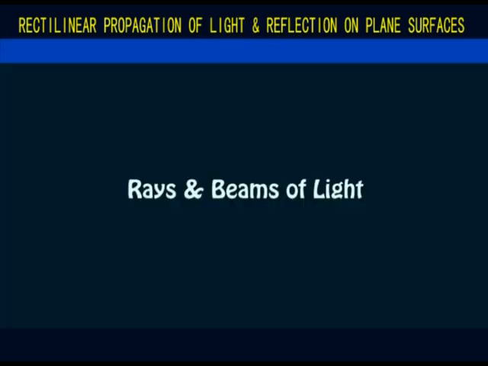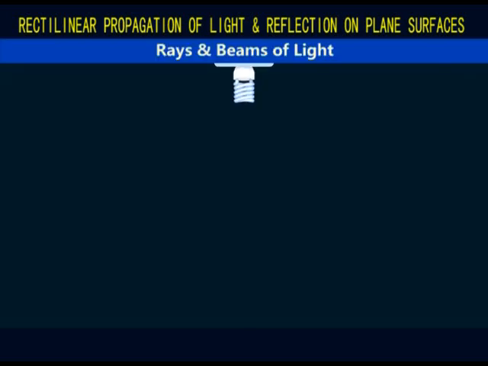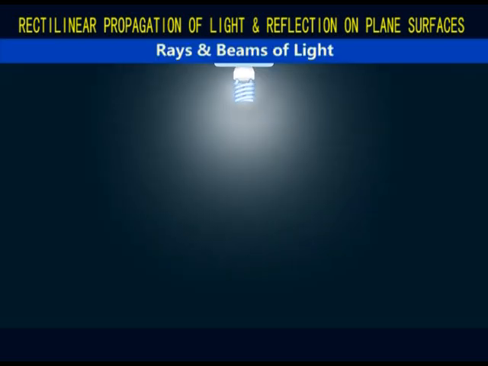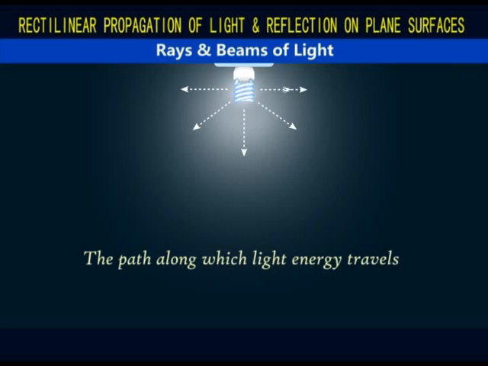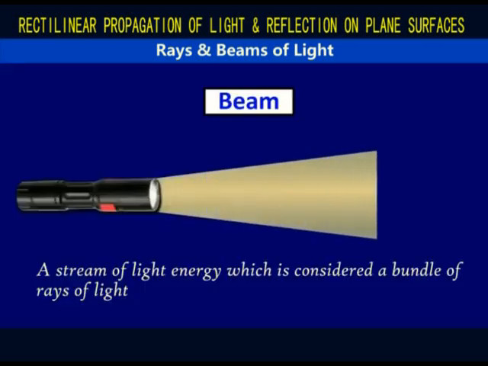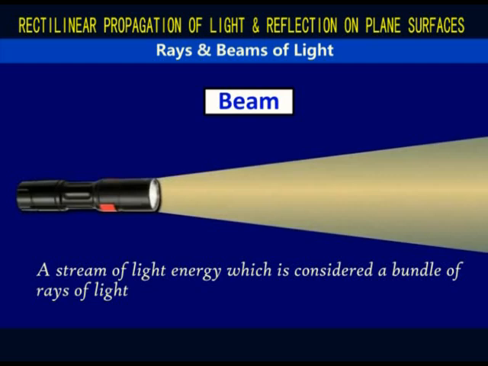Next, we talk about rays and beams of light. Now, a source of light produces pulses of energy which spreads out in all directions. The path along which light energy travels is referred to as a ray of light. In diagrams, rays are represented by lines with arrows on them to show the direction of travel. A beam is a stream of light energy which is considered to be a bundle of rays of light.